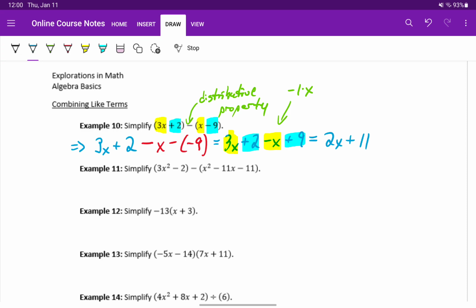We can do the same in example 11. We'll have 3x squared minus 2. Since there was nothing to distribute through, we can get rid of those parentheses. But then we'll distribute that negative sign, and this will become minus x squared minus negative 11x. So those two negatives will cancel out again, giving us positive 11x, and similarly we'll get positive 11.